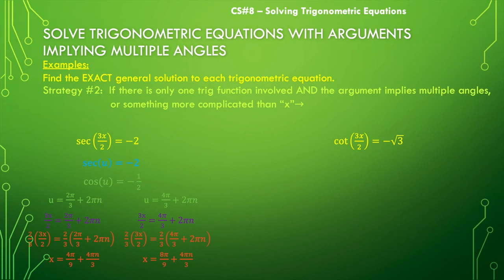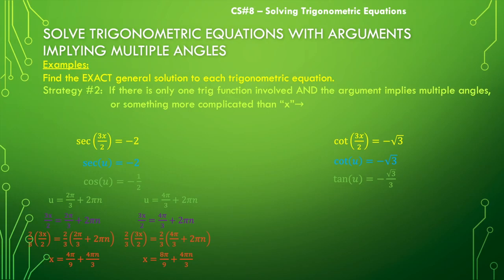So for this one, this cotangent, we're going to do it very similarly to this one. First, we'll substitute out our argument, and so we'll make that cotangent of u is equal to negative square root of 3. And now we will reciprocate both sides. So 1 over the cotangent of u will be tangent of u. And 1 over negative square root of 3 will be negative square root of 3 over 3. So I've got tangent of u is equal to negative square root of 3 over 3.